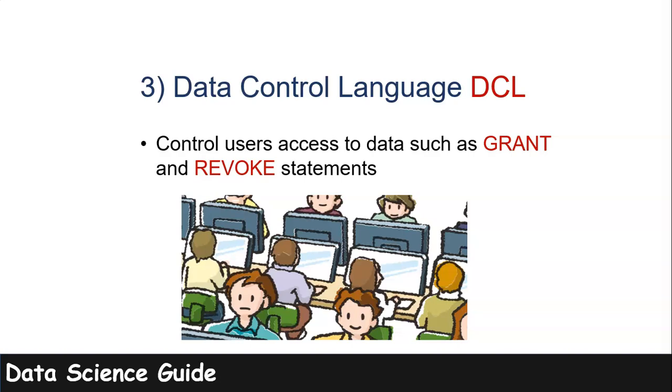The third part is Data Control Language, or DCL. This part is to control users' access to data. Grant and revoke statements are some examples to either grant or revoke access to a certain user. That's to say, not all users have the same level of access. Some of them have full control, so they can create and drop databases, tables, and data. However, some users have only read access, and not to all data.